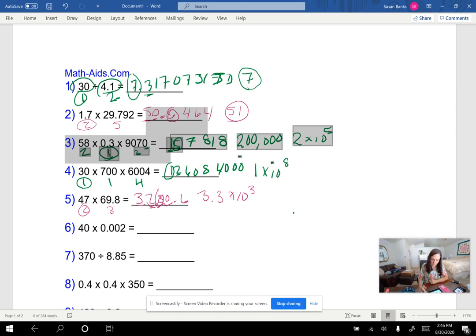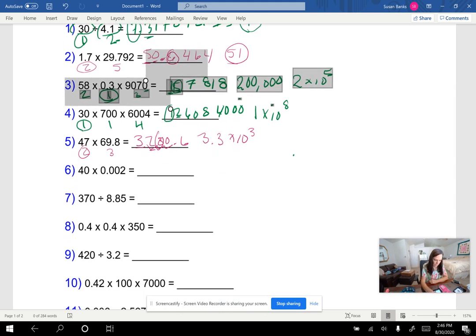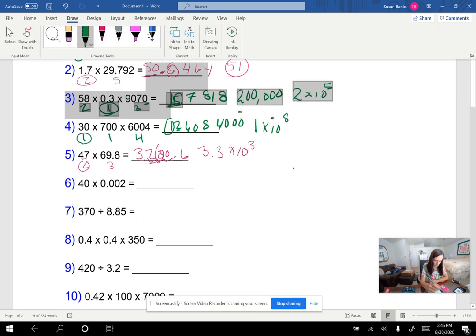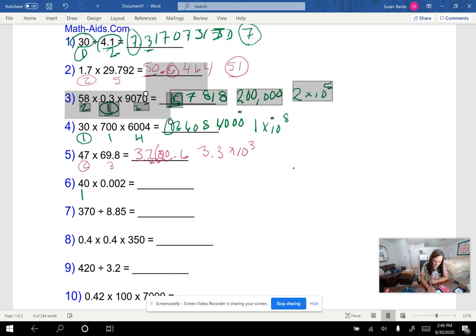Okay. Number 6, let's look at this one. Number 6, I've got 1 digit here and I've got 1 digit here. So I can only report 1 digit. So 40 times 0.002. My calculator gives me 0.08. I should probably put a 0 on there. So putting it that way would work.